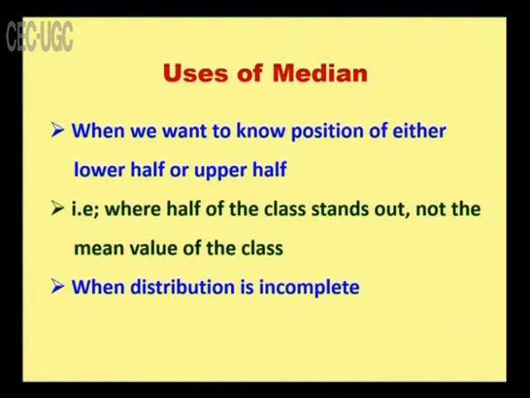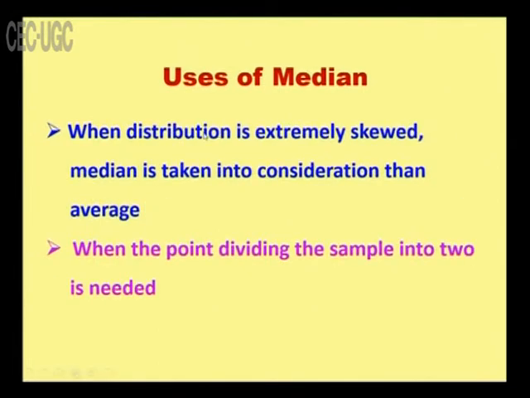And now what are the other uses? When the distribution is extremely skewed, the median is taken into consideration rather than the average, or in some cases when the point dividing the sample into two is needed, and so in all these cases we can use the median.